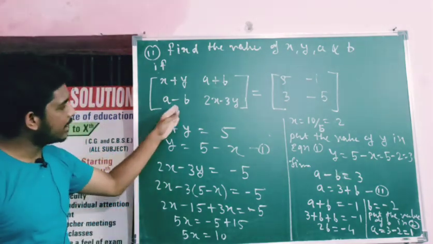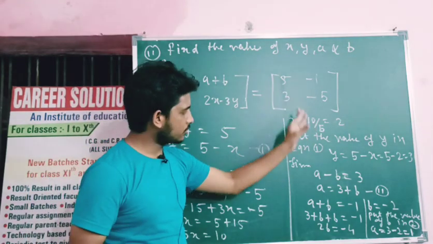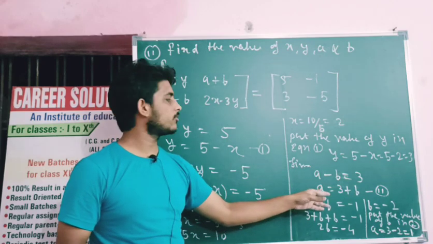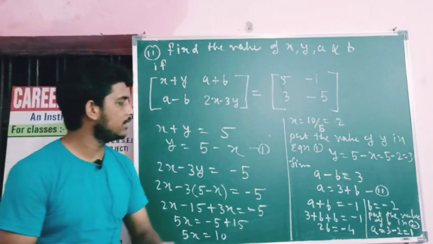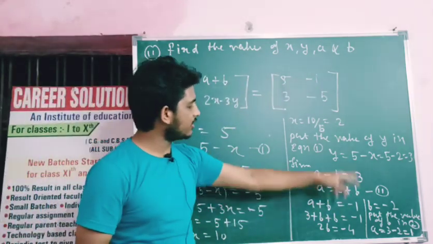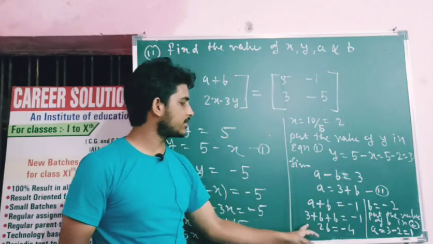So here a minus b, what is the value of a minus b? Which is equal to 3. So a minus b equals 3. So we will get the value of a in terms of b. Minus b will go to the other side of the equal sign and become plus b. So it will become 3 plus b. And a plus b is equal to minus 1. Put the value of a from equation 2 into the given equation a plus b.